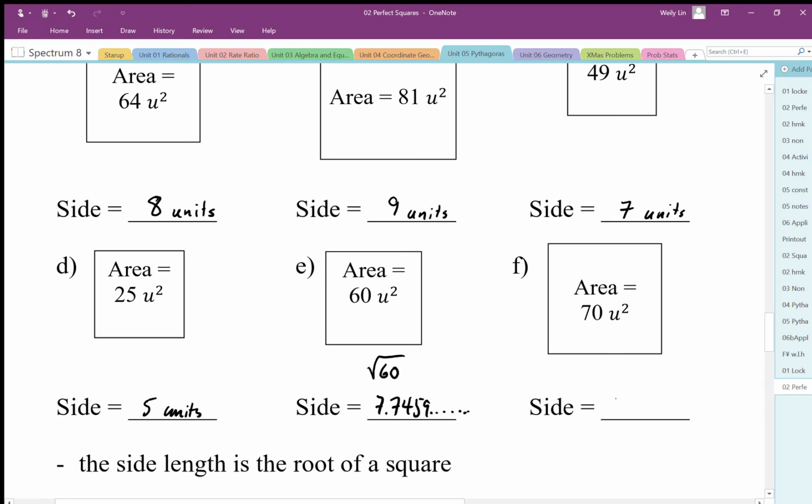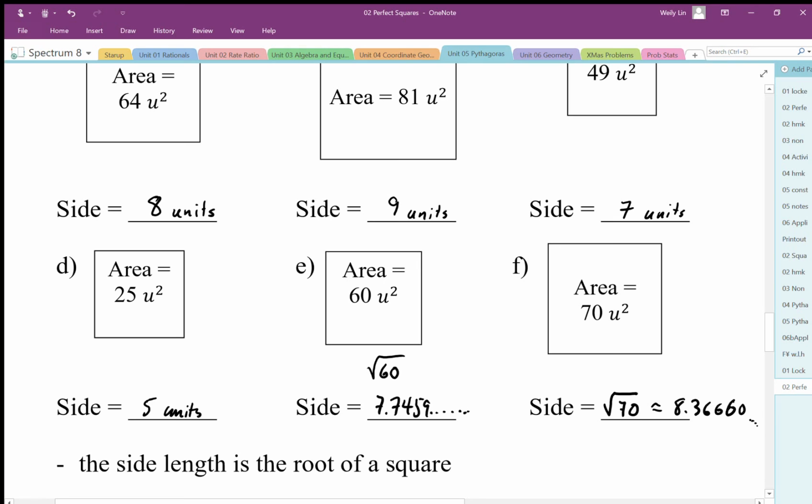Same thing here. To find exactly 70 squares in this area, I need an edge length of square root 70. And again, if I plug that into my calculator, it's not a nice number. Okay, if I go square root of 70, it gives me 8.3666... Okay, so it's not a very nice number. So these are irrational numbers.